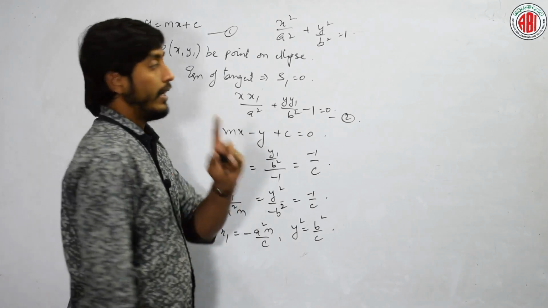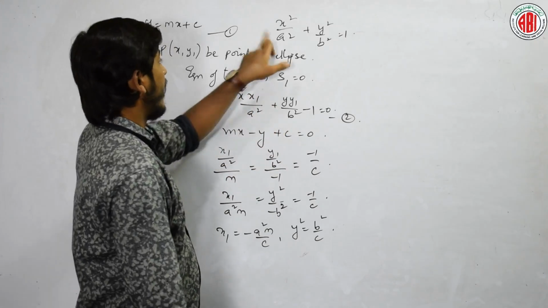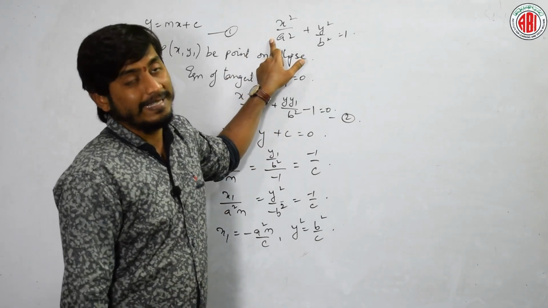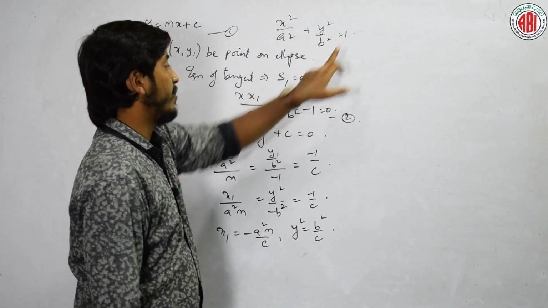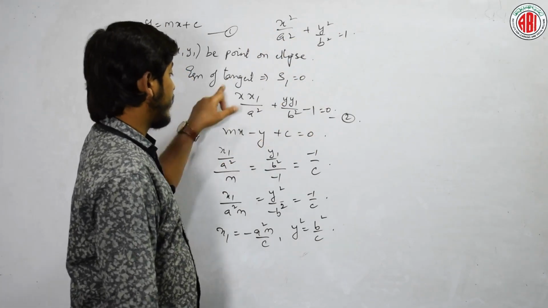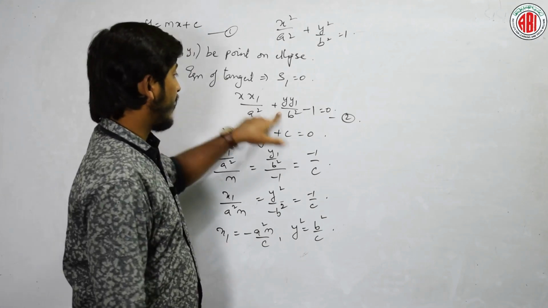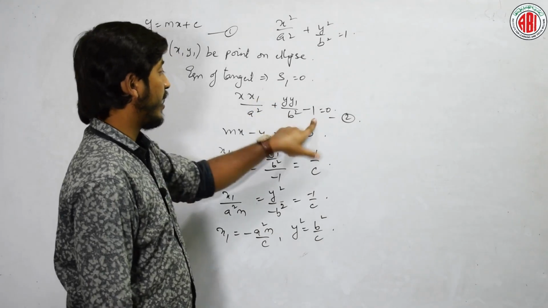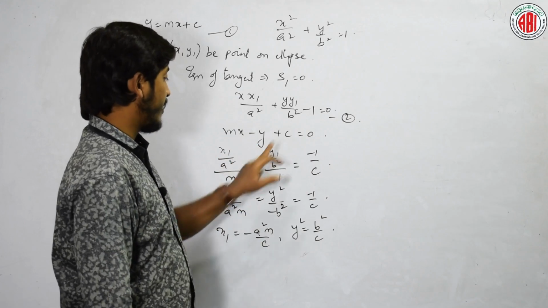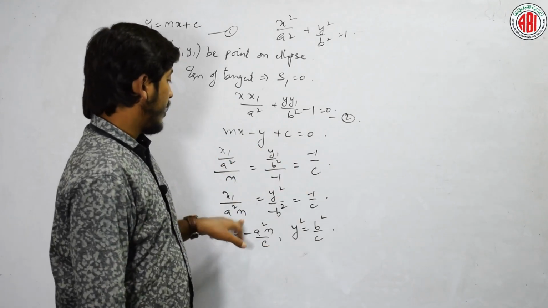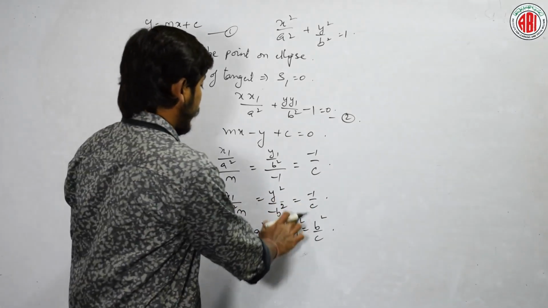Is it right? Once again, see here, I have written this form as mx minus y plus c. Then I have written S1 equal to 0, which is not S dash, S1 equal to 0: x x1 by a square plus y y1 by b square minus 1 equal to 0. So, this and this represent the same, it becomes x1 by a square by m, here y1 by b square by minus 1, here minus 1 by c. Therefore, x1 by a square m, y1 by minus b square equal to minus 1 by c. This becomes minus a square m by c here, plus b square by c, right.